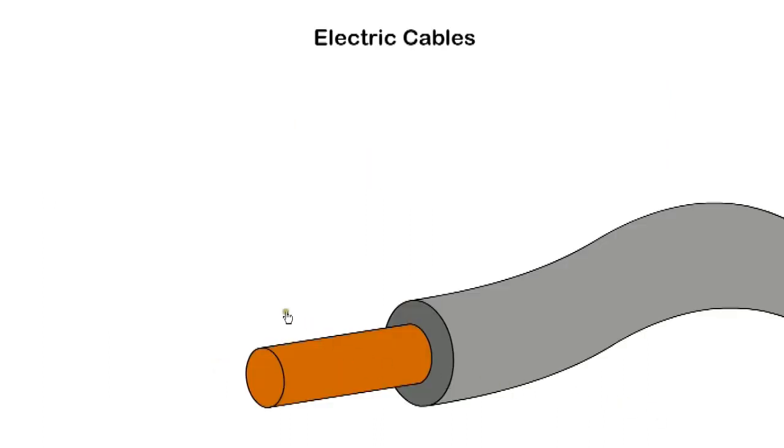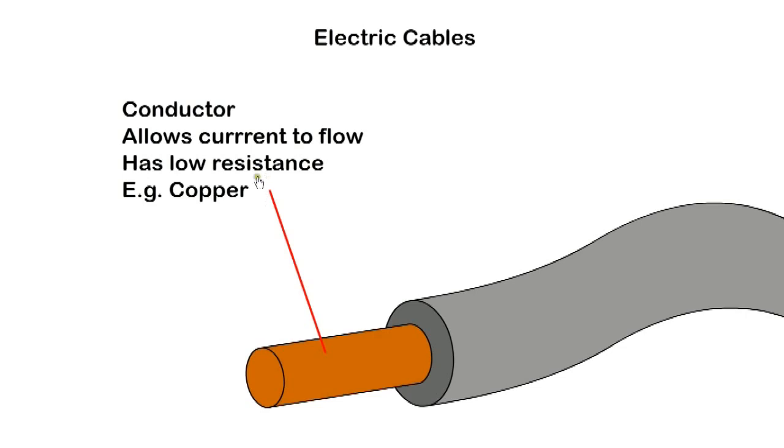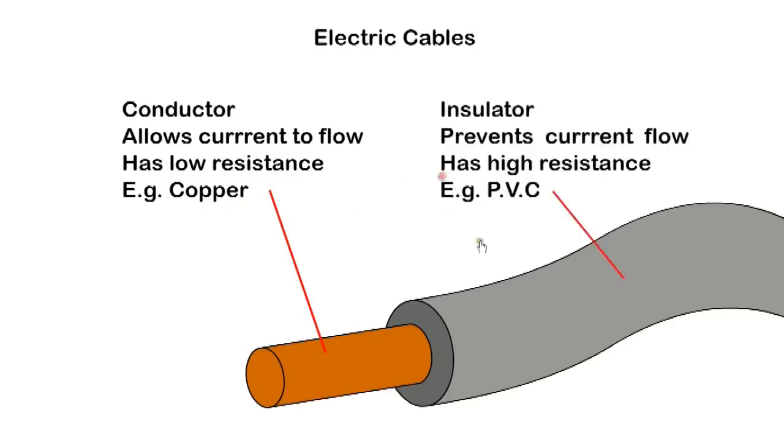The conductor of a cable is used to carry electrical current. It has low resistance and usually is made from copper. The insulation has high resistance and is usually made from plastic or PVC.